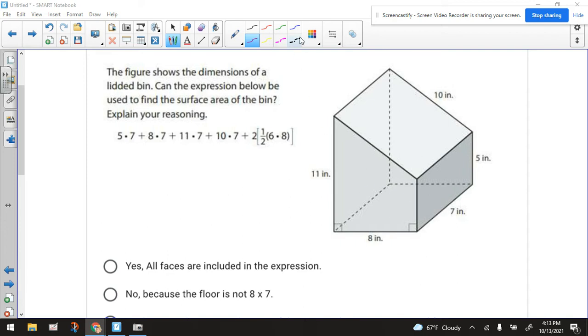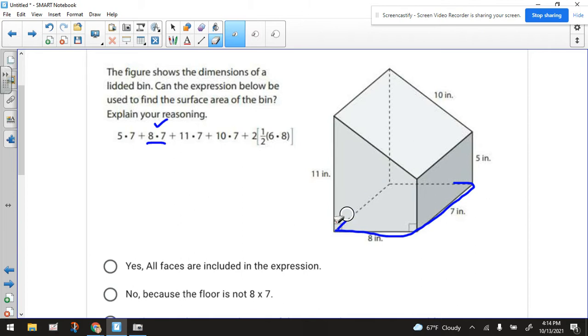find that. So let's take the floor of this thing for starters. Even though it kind of looks like a parallelogram in the image, this is actually a rectangle. And if we were going to find the area of this, wouldn't we be multiplying 8 times 7? So I see that right here in the lineup, and that's appropriate. We would find 8 times 7 and we would add it to other stuff. So I'm just going to put a check that justifies this aspect of it.